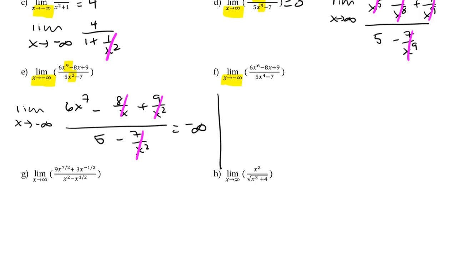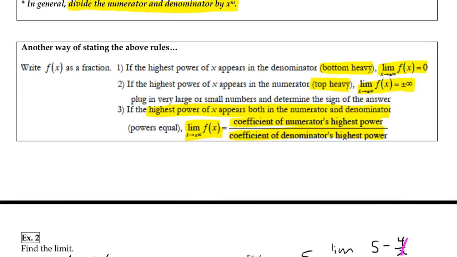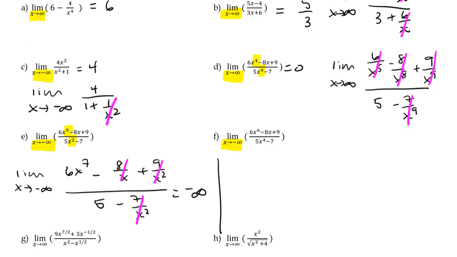Another way to look at it, because remember the shortcut said that if it's top heavy, that we're either going to get plus or minus infinity. One way I look at it is if I'm just focusing on these, because those are the powers that I have. 9 over 2 is 7, which is odd, and a negative raised to an odd is still negative.